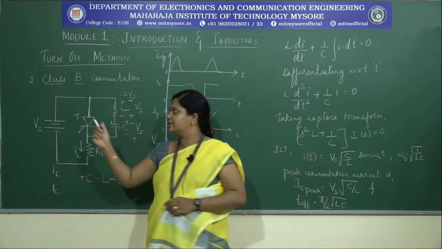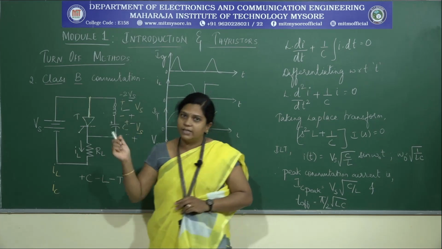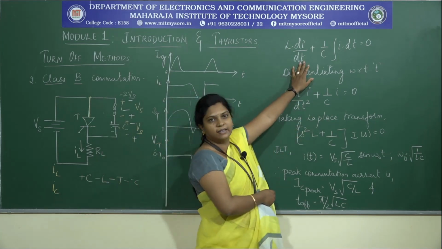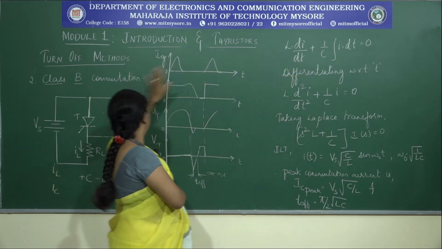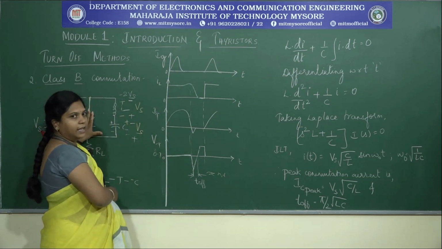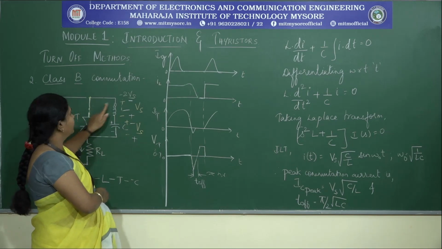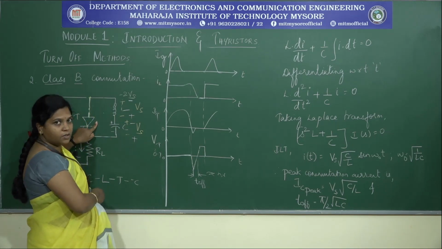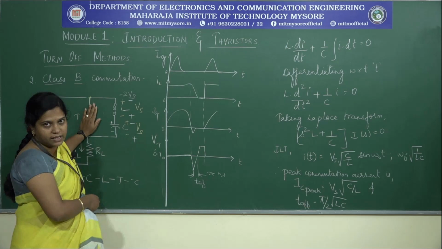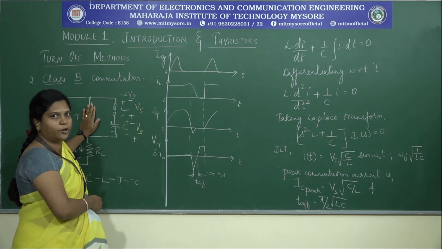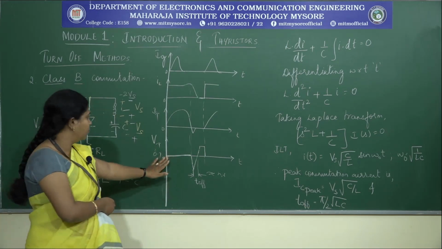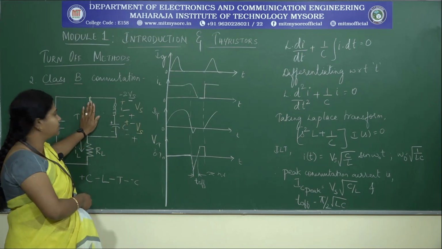Now, in order to find out what can be the values of L and C that we can choose in designing the commutating components, let us see the application of KVL to the commutating part of this circuit. When the circuit is closed, the thyristor is in the on state, so the voltage drop across the thyristor is around 0.6 or 0.7 or 0.8 volts. This is 0.7.